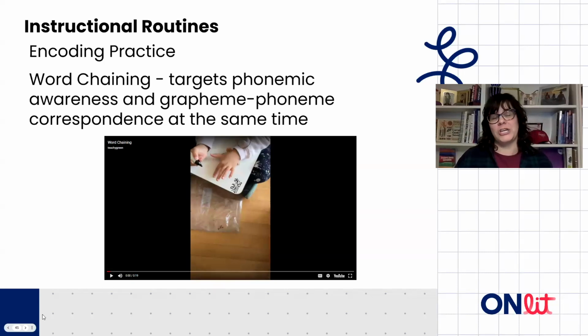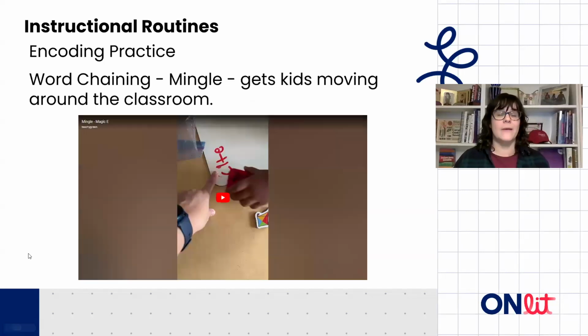So that would be that word chaining. You could see we went from like to bike to bake. And I'd go back and forth between words that contain magic E and words that don't contain magic E. We'll also be sure to switch our vowel sounds as well, because, remember, I did have students who had struggled with vowels. Doing a lot of vowel switching is a great way to do that.